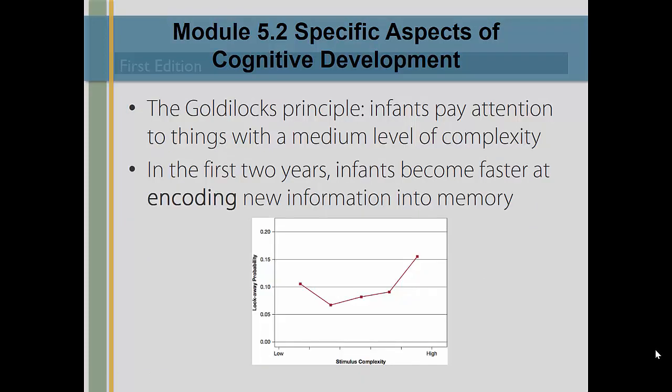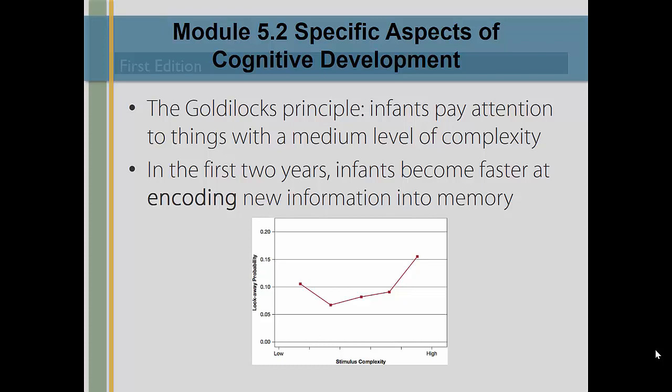The Goldilocks principle states that infants attend to environmental stimulation that has a medium level of complexity. In attending to medium complexity stimuli, infants get the most return for their cognitive effort. Infants also become better at selecting and controlling attention in the first year. Infants increase their speed of encoding new information to memory during the first 2 years, in which the infant increases the speed of his habituation.